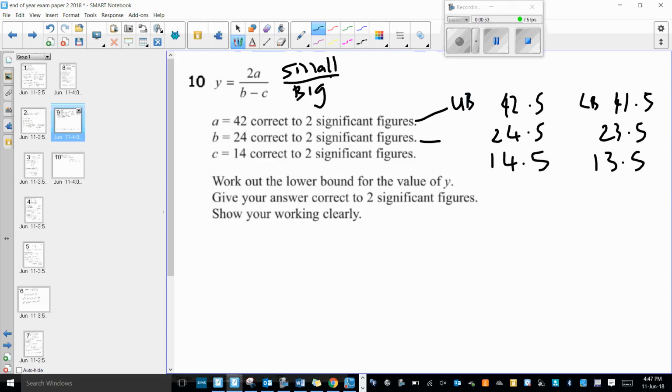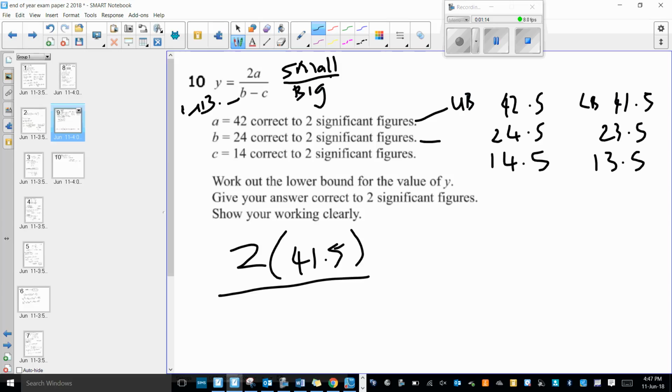The small number on the top is pretty straightforward because you've just got 2 multiplied by a. So we would have 2 multiplied by 41.5 on the top. On the bottom, you're going to have the biggest number possible. That means you want the upper bound for B, but the lower bound for C. That's going to give you the biggest value. So the upper bound for B was 24.5, and the lower bound for C would be 13.5.